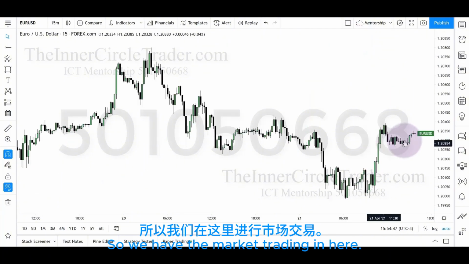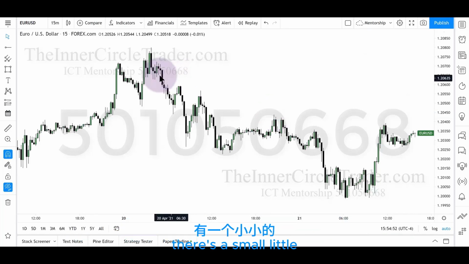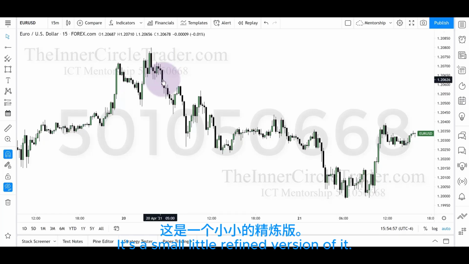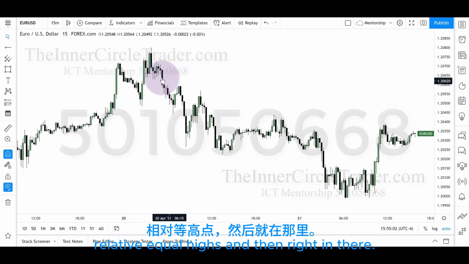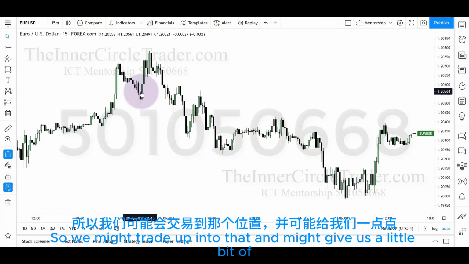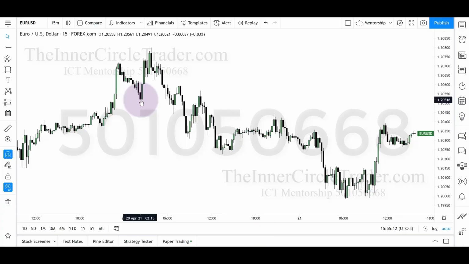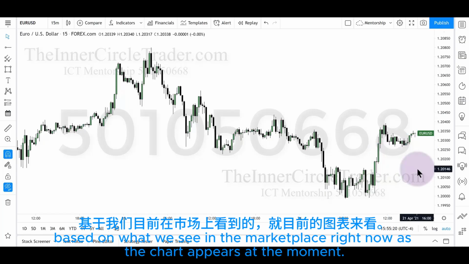So we have the market trading in here. It looks like it wants to run above the buy side liquidity here. And there's a small little fair value gap, as I mentioned, on the hourly chart. That's it right here. It's a smaller, refined version of it. Buy side liquidity here, relative equal highs, and then right in there. Now, the fact that we have a high, low, and a higher high creates that breaker. So we might trade up into that. It might give us a little bit of resistance there. But all in all, I think it's more likely to go higher than it is to go lower, based on what we see in the marketplace right now as the chart appears at the moment.